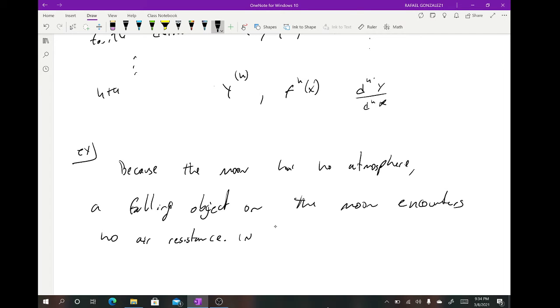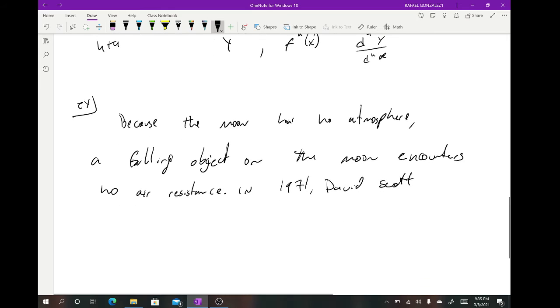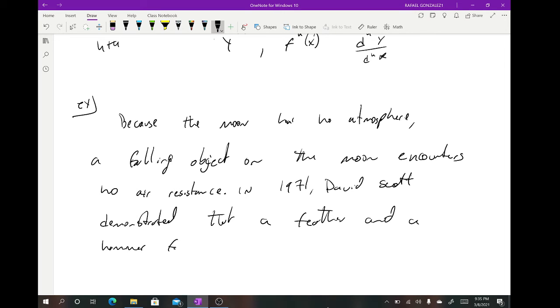Well, it turns out that in the year 1971, an astronaut by the name of David Scott demonstrated that a feather and a hammer fall at the same rate on the moon.